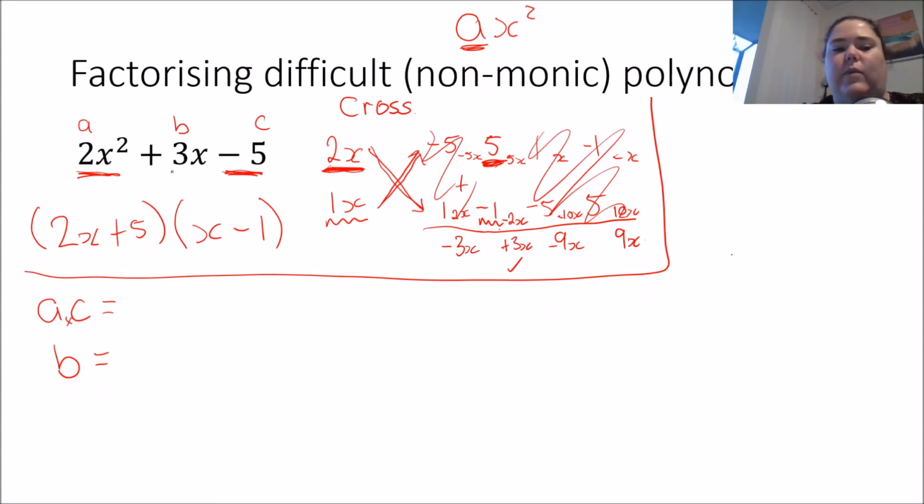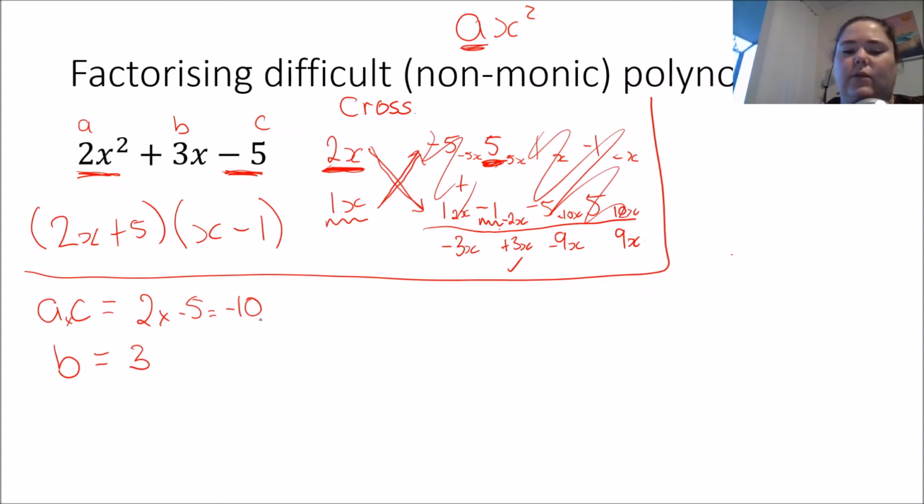These letters, A, B, and C, only represent the numbers. So A doesn't represent 2x squared, it represents 2. B isn't 3x, it's 3, okay? And C is negative 5. The sign does belong to it. So for this one, we're doing 2 times negative 5, which is negative 10, and then we just state B.